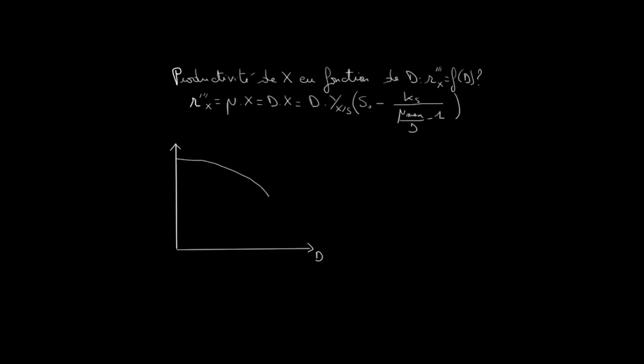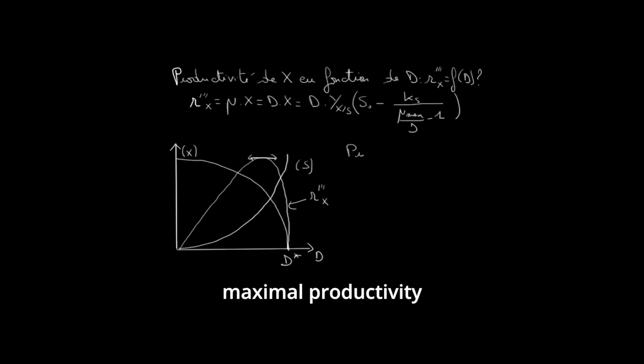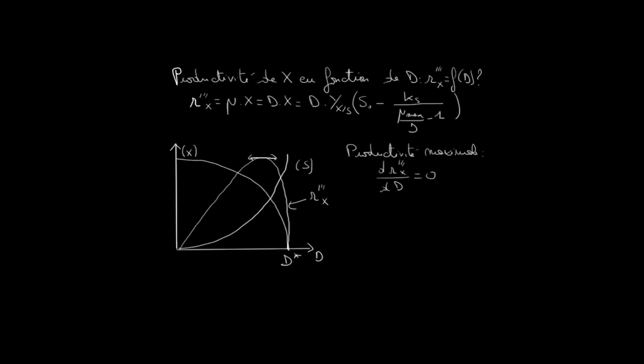We are now using the graphical representation of X and S as a function of D, as we saw previously, and we represent the biomass productivity in function of D. The shape of the productivity curve shows a maximum and a minimum, the minimum when the washing out phenomenon occurs. We have a maximum productivity when the derivative of the function is equal to 0, the derivative of R'''X over dD is equal to 0.